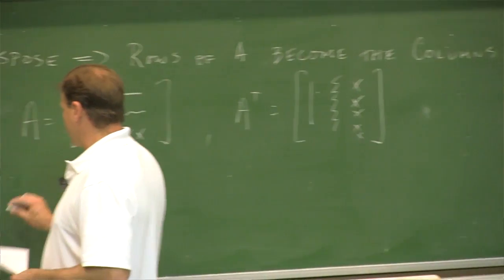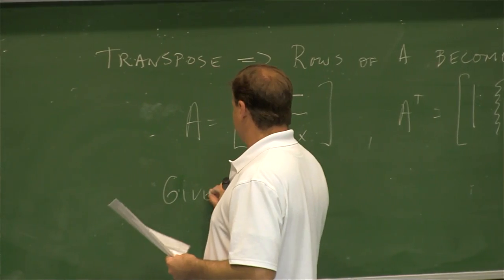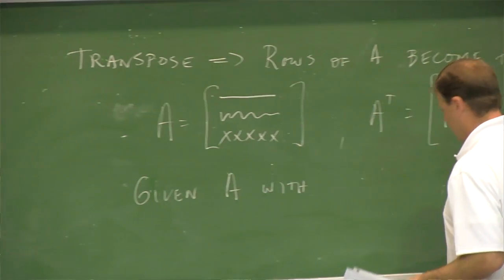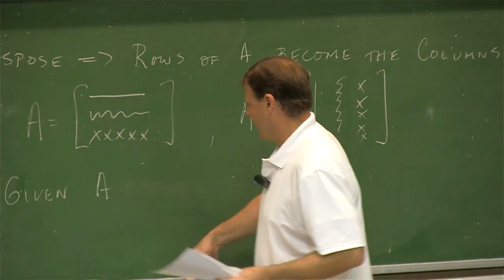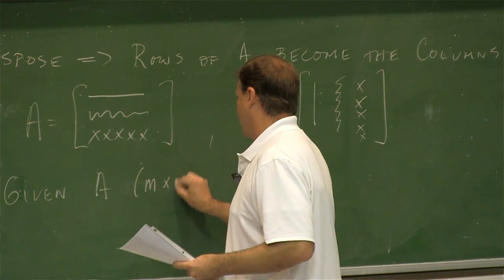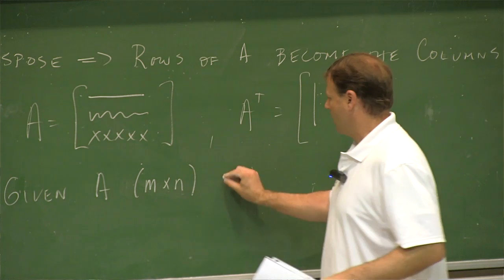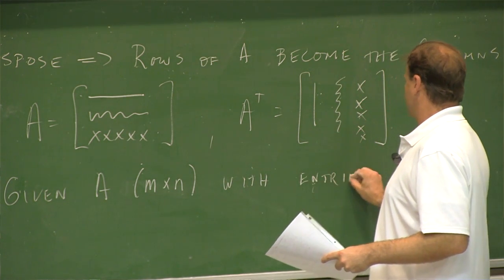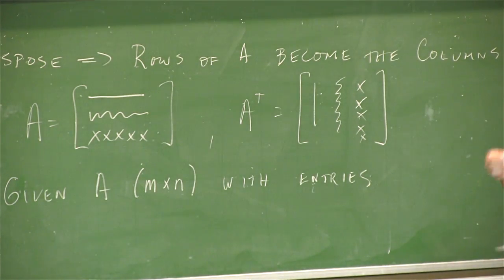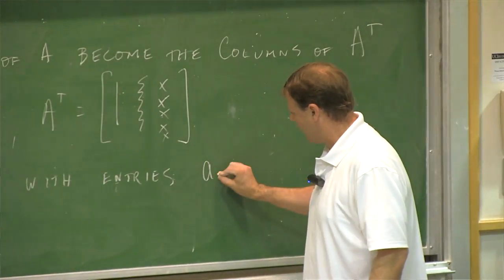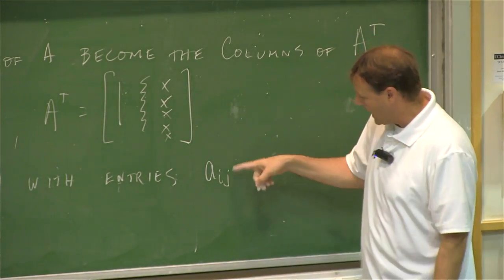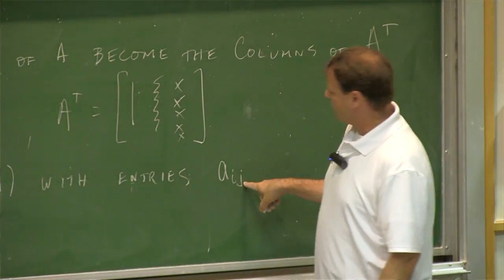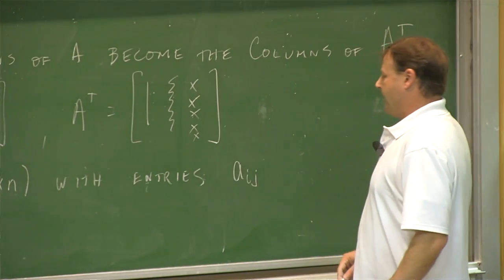And then we can say this a little bit more mathematically. You can say given A, let's write the order of A. A is m by n with entries. Well, what are the entries of A? I have to write them all down simultaneously. That's a_ij. That's how we write them all down. And then i goes from 1 to m and j goes from 1 to n.